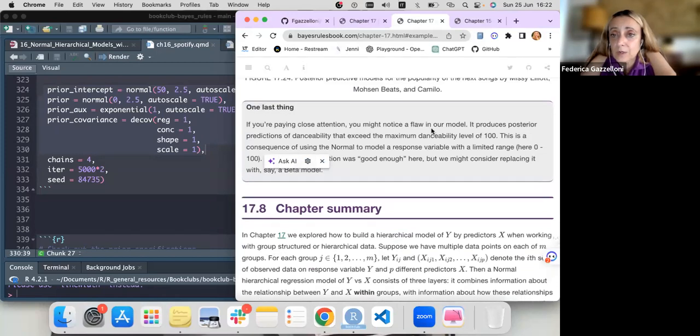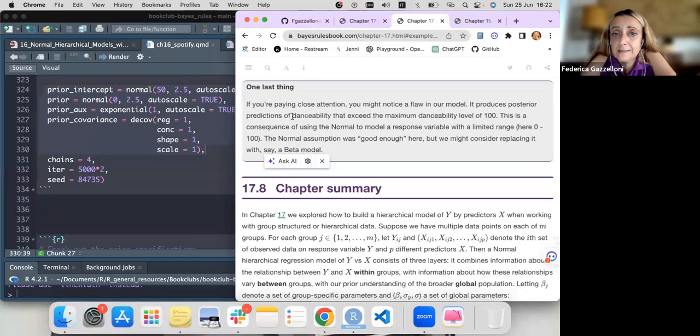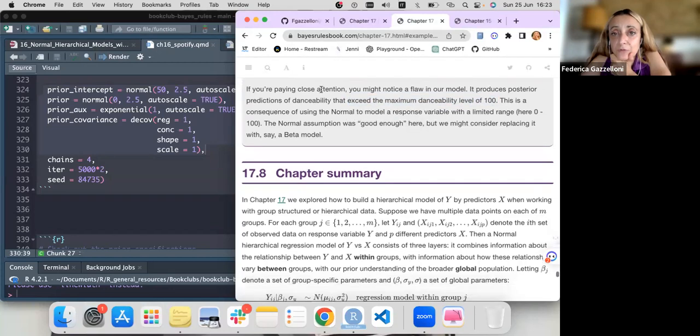So it says that there is something that exceeds the maximum danceability level. Okay, if you are paying close attention, you might notice a flaw in our model. This is a consequence of using a normal to model a response variable with a limited range, set from 0 to 100.